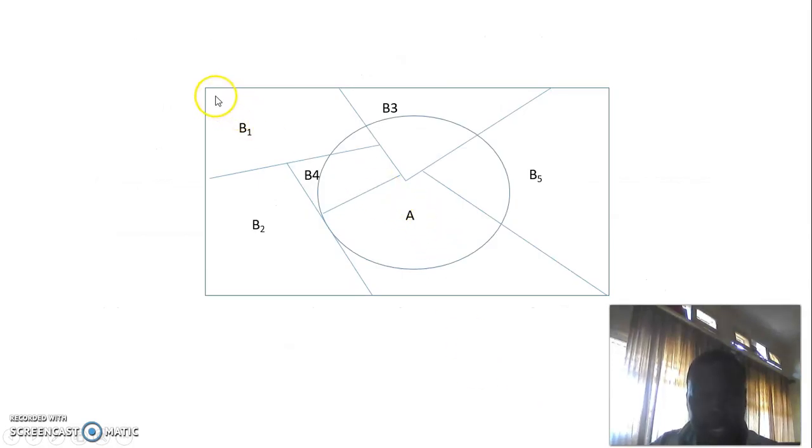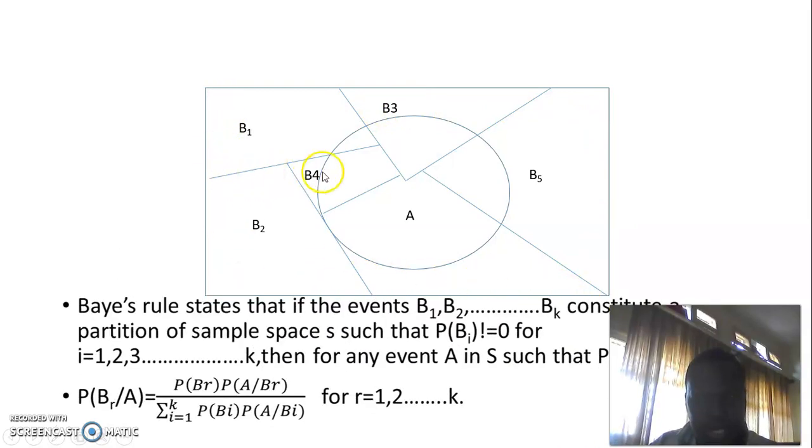Here, we see that this is the total sample space. So these are the partitions of the sample space, and this is the event A, which comprises part of B3, part of B5, part of B4, and part of B1.